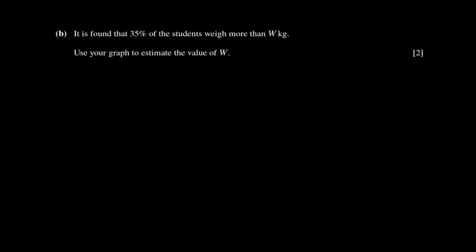Okay, then part B of this question. It is found that 35% of students weigh more than W kilograms. Use your graph to estimate the value of W. Well, if 35% of students weigh more, then that means that 65% of students weigh less. Okay, so we want to find that value of W where 65% of students are less than that.